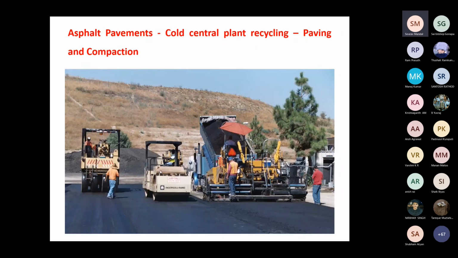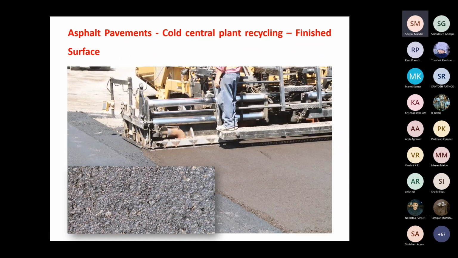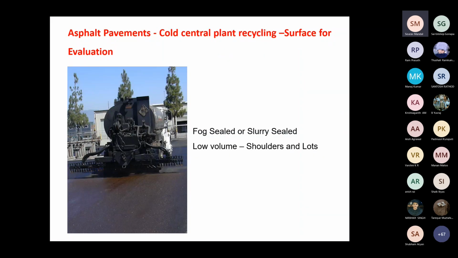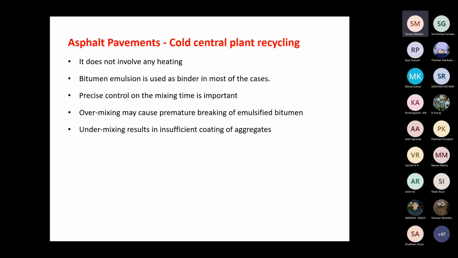Okay, this is paving and compaction. This is a finished surface. You can see the surface in a closer view, using different materials. This is a fog seal or slurry seal. Even where they have done the cold central plant recycling, over that a fog seal or slurry seal can be used.